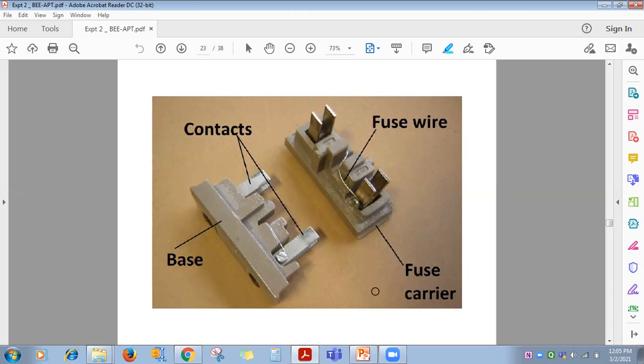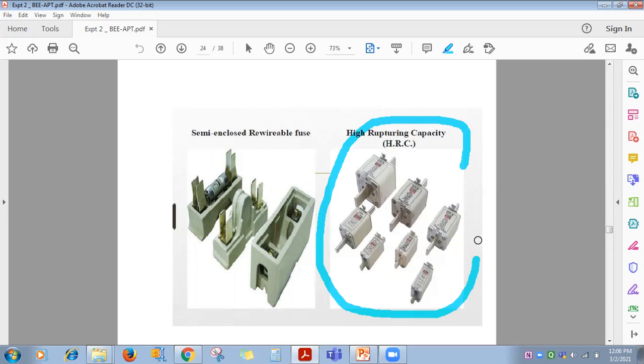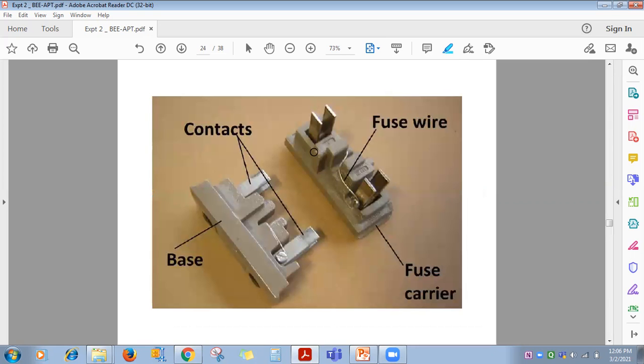Okay, so this is called a rewirable fuse or KitKat fuse. This is used for low current applications. Whenever it's a high current application, like industries and institutes, high rupturing capacity fuses are used. This one is rewirable. This is a semi-enclosed rewirable fuse. The earlier one is the KitKat fuse.